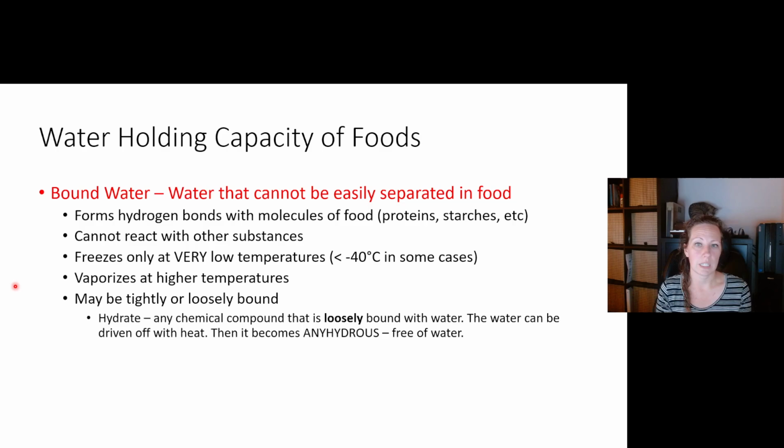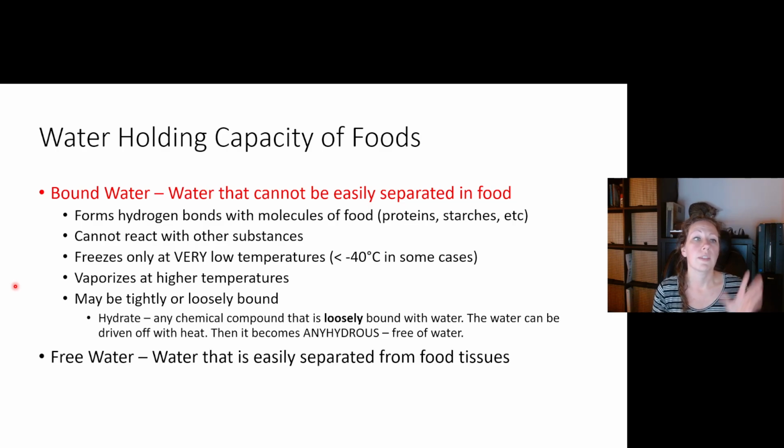We can heat this hydrate up, and the water will be driven off of that compound and evaporate. Okay, when the hydrate loses all of the water that was bound to it via hydrogen bonds, loosely bound, then it is called anhydrous, which means without water, right? Free of water.